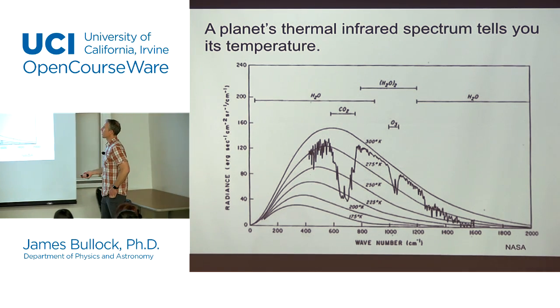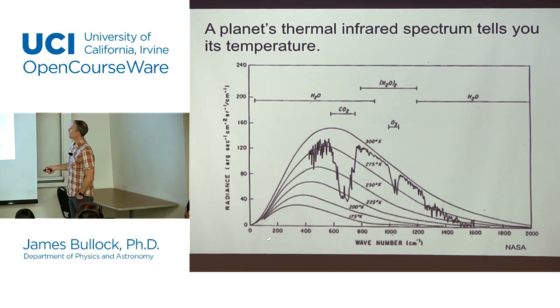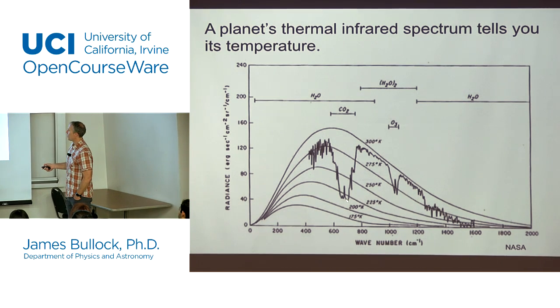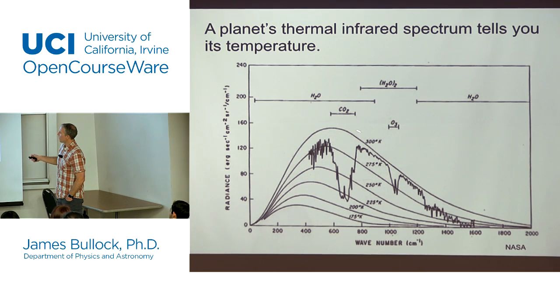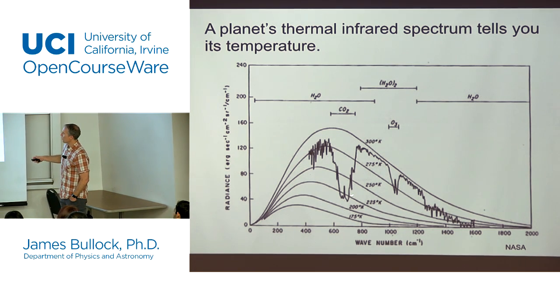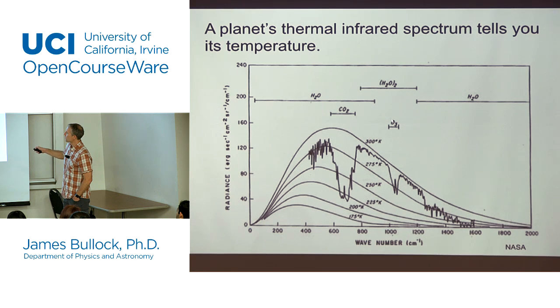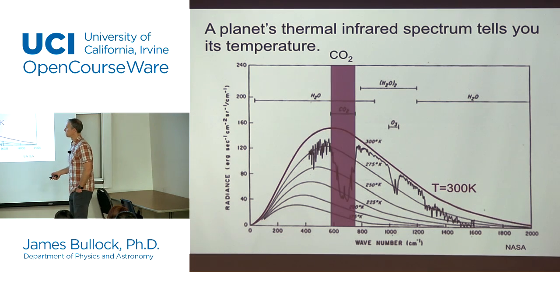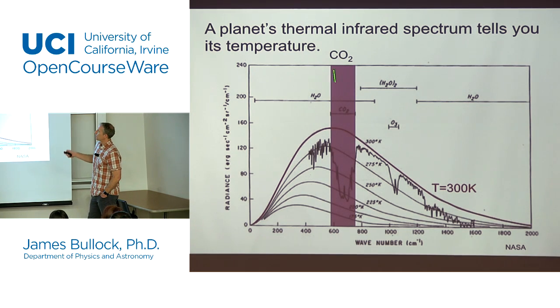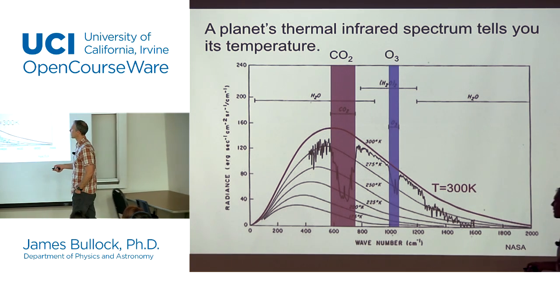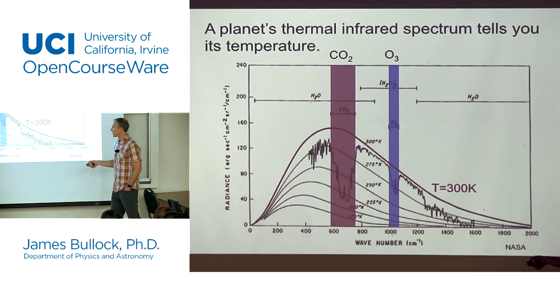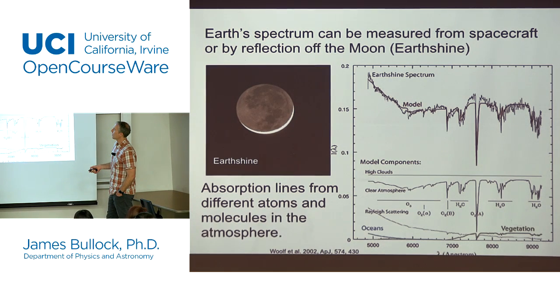So here is just an example of what you could imagine something looking like, all these little wiggles. Here's a background spectrum of stuff, and all these little wiggles are telling you about different kinds of molecules. Here's ozone, here's carbon dioxide, etc. So, this carbon dioxide line is pretty obvious. There's ozone. That would be very exciting to see.